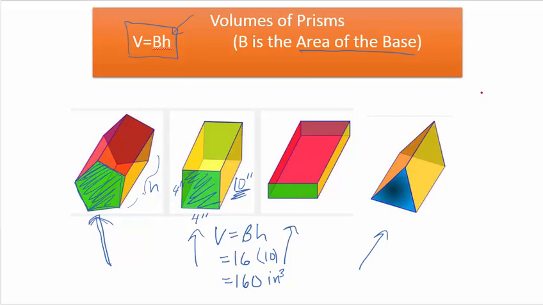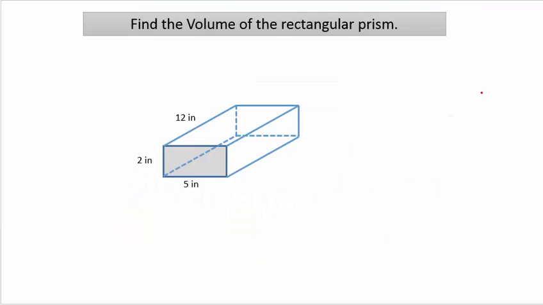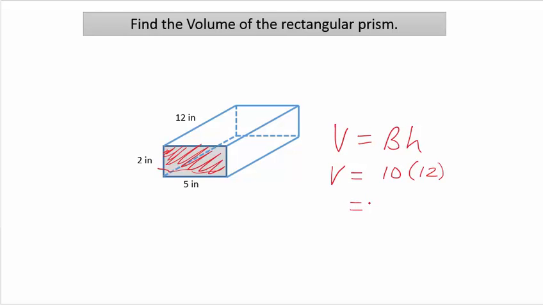Let's do something that's a little bit more complicated. Find the volume of this rectangular prism. We have to find the base on it. We're going to define this blue shaded area right here as the base of it, because every cross section would look like that rectangle. So remember, volume is capital B, which means the area of the base, times height. So the volume would be 2 times 5, which is 10, because that's the area of the base, times the height of 12, which gives us 120, and this would be in inches cubed.